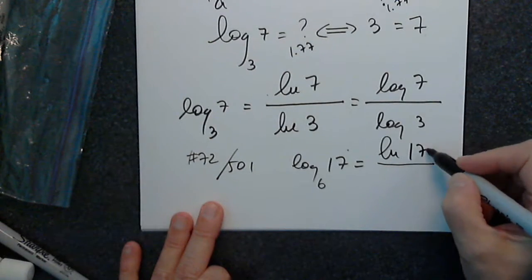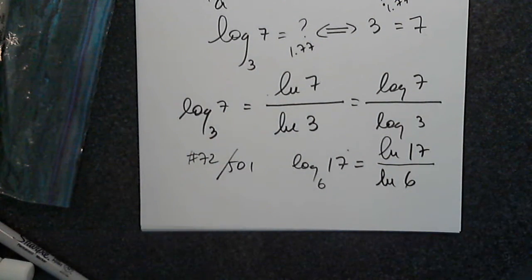ln. So 17 over ln of 6. This is always the truth or the rule: natural log of the number over the natural log of the previous base. And we can't do this by hand, of course. We have to determine the number. So we have natural log 17 over natural log 6.